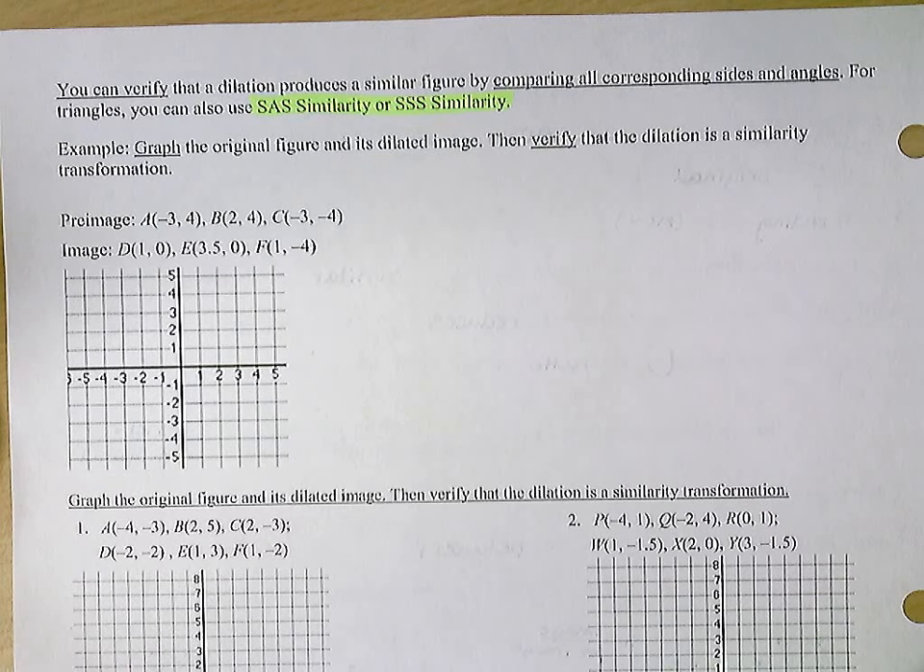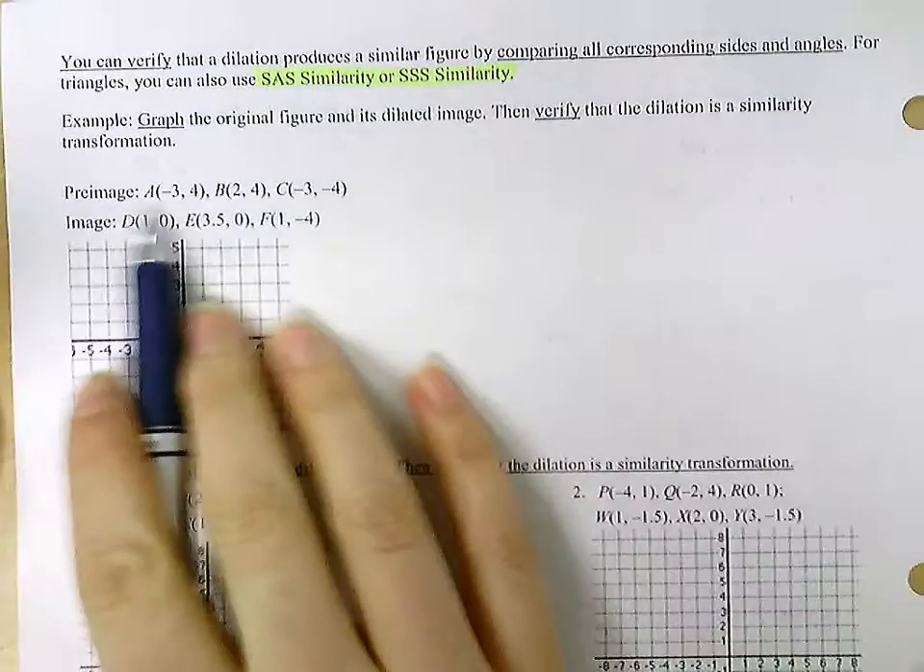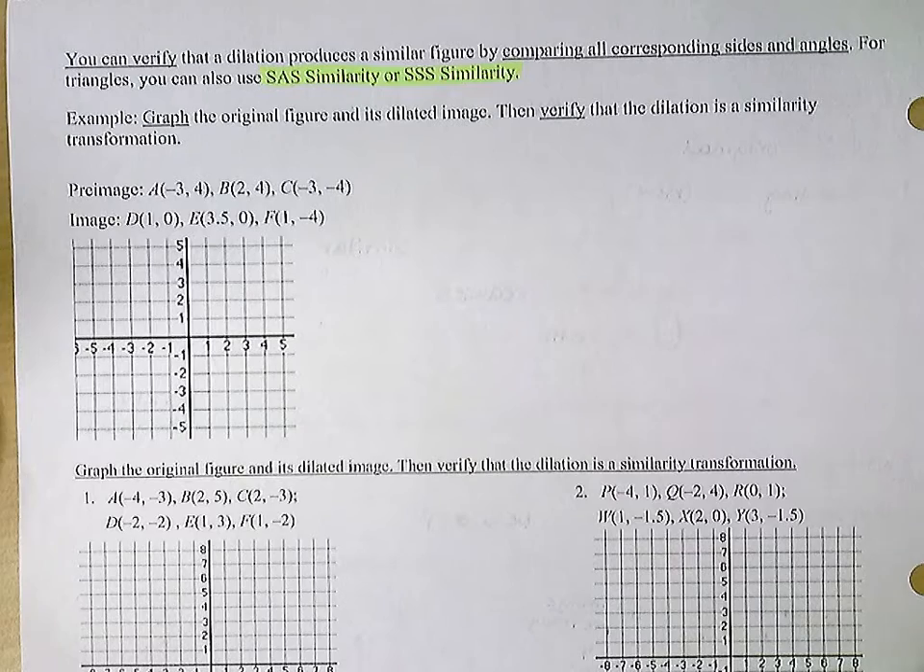Okay, so we're going to draw out our two figures. One is going to be our pre-image, the other is going to be our image. And we need to compare the angles and sides between the two to see if those are actually similar figures. So that is what we're going to do in the next example. So we're going to graph the original figure and its dilated image, then verify that the dilation is a similarity transformation. So we are given the pre-image coordinates, and I do want you to plot those.